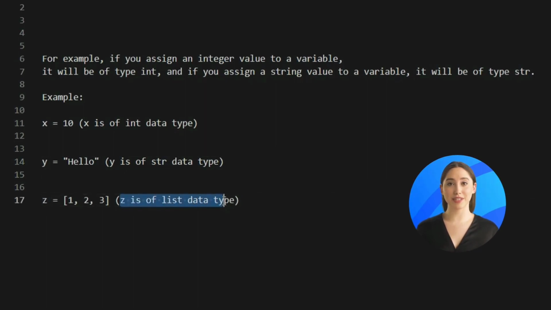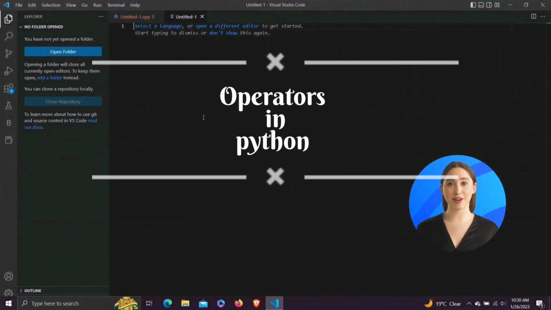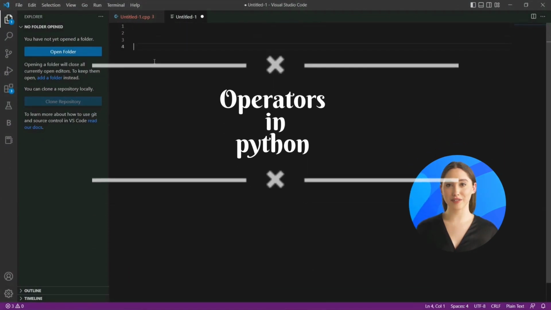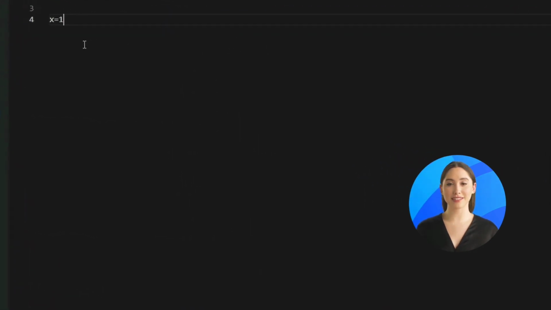The type of a variable is determined by the value assigned to it. For example, if you assign an integer value to a variable, it will be of type int. And operators in Python are used to perform operations on variables and values. Here are a few examples of common operators in Python.